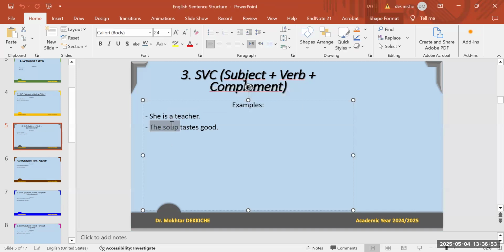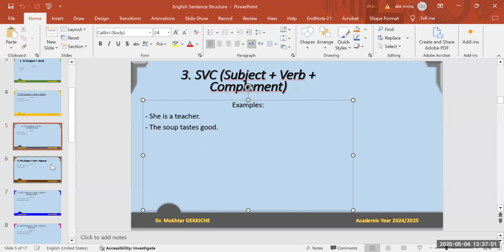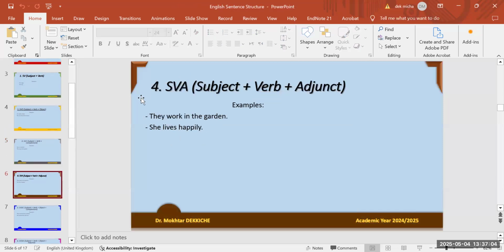The same as in the soap, which is subject, tastes a verb, and good is a complement. Another structure is subject, verb, adjunct. Example: they work in the garden, or she lives happily. They is subject, work is verb, in the garden is the adjunct. She is subject, lives is verb, and happily is adjunct.